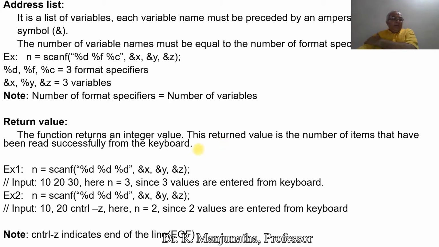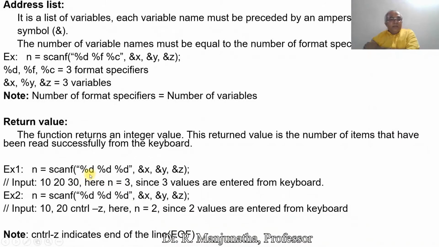For example, if n = scanf("%d %d %d", &x, &y, &z) and the input is 10, 20, 30, then n is equal to 3, since 3 values are entered from the keyboard. All are integer variables. Suppose you give the input as 10, 20 and Control-Z, then n will be equal to 2, since 2 values are entered from the keyboard. Control-Z indicates end of the line.